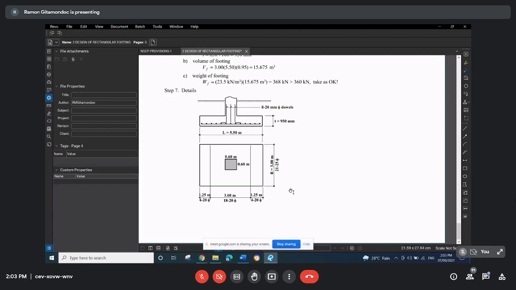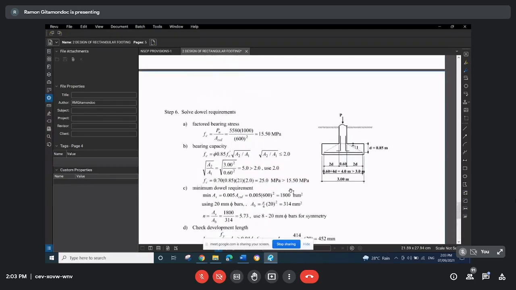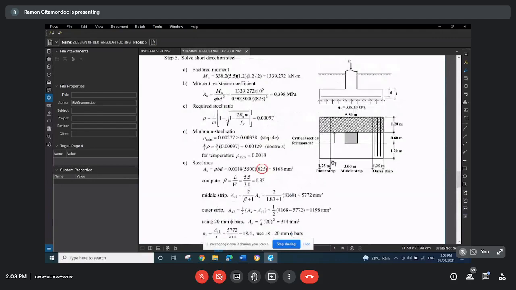Sir, can I ask, how do you identify the dimensions of the outer strip and the middle strip? Well, the width of the middle strip is the same as the short side of the footing, no? So if your short side is 3 meters, then you just place a 3 meter wide strip at the center, no? And the remaining distance will be outer strips, no? So 5.5 minus 3 is 2.5, divided by 2, so 1.25.